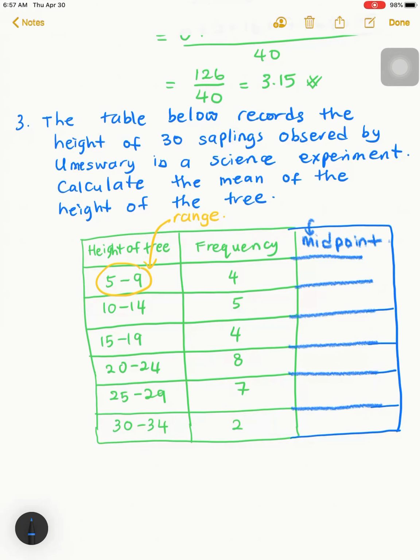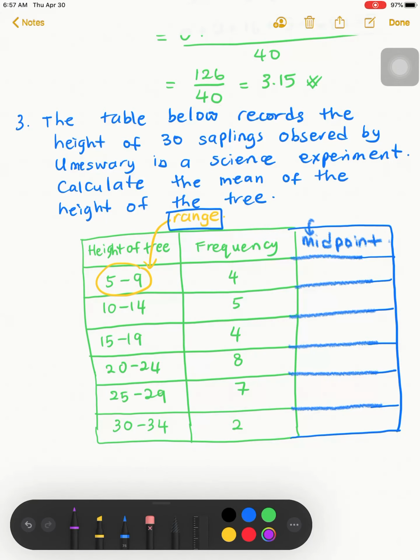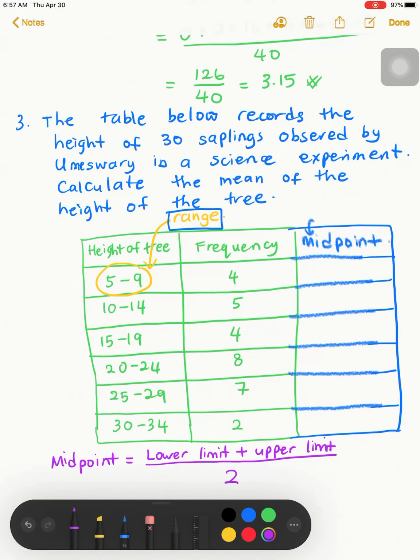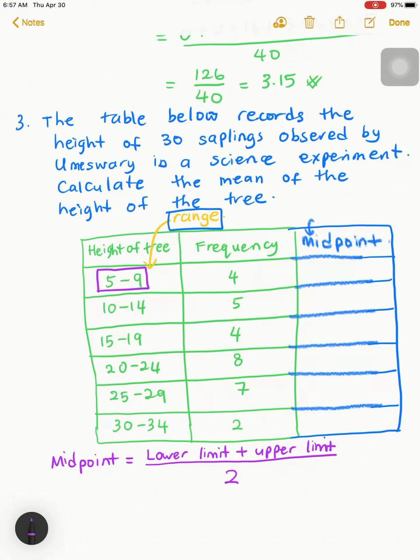Let's find the midpoint first. For this kind of data, if you have to find the mean, let's look at the data first. If it's in range, then you have to add one column to put the midpoint. So how do you find the midpoint? The formula is lower limit plus upper limit, divided by 2.